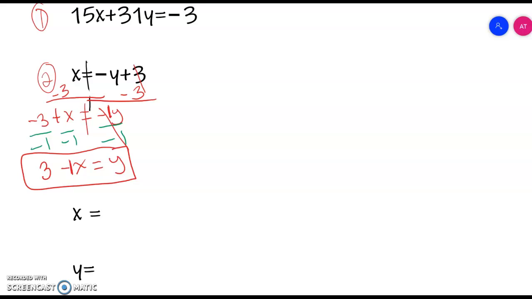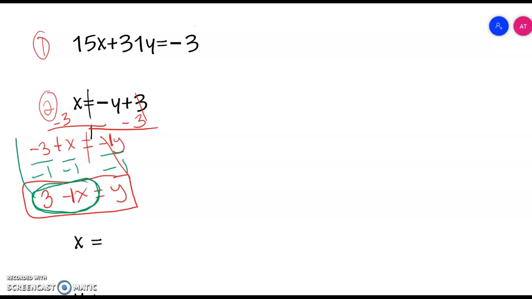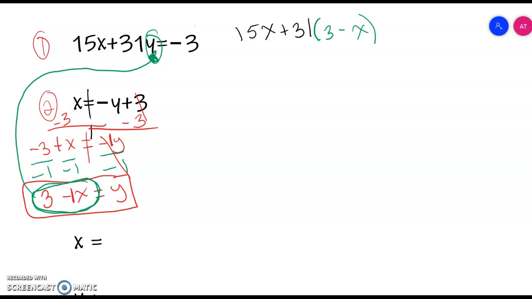Now I can easily take what my y equals, which is negative x and a 3, and plug it into my first equation wherever there's a y, which is right here next to this 31. So I have 15x plus 31, parentheses, because I'm going to put whatever y equals in right here, 3 minus x, close my parentheses, and write the rest. Y equals negative 3.